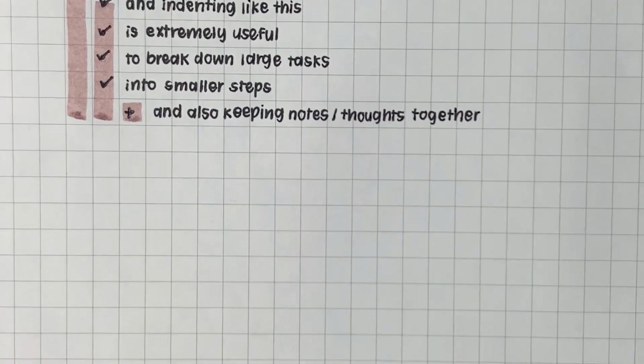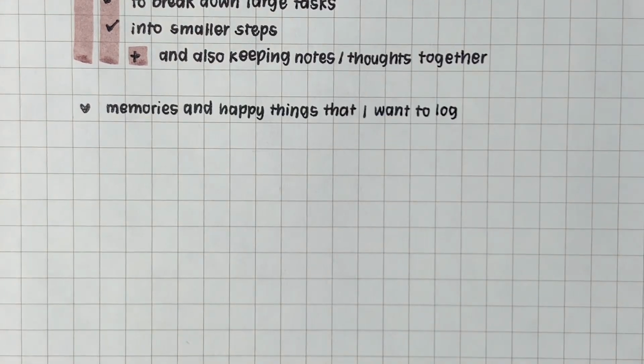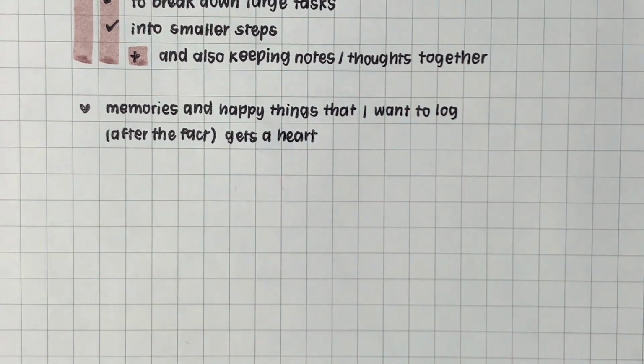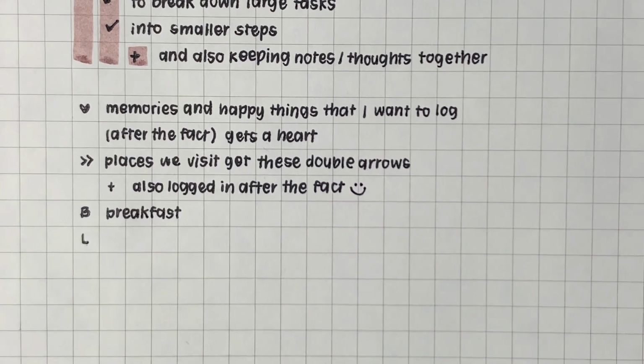Lastly, we have more memory logging signifiers. Memories and happy thoughts that I want to log get a heart, and these are written after the fact. Places we visit get double arrows, and these are also logged in after it's done. B is for breakfast, L is for lunch, D is for dinner.